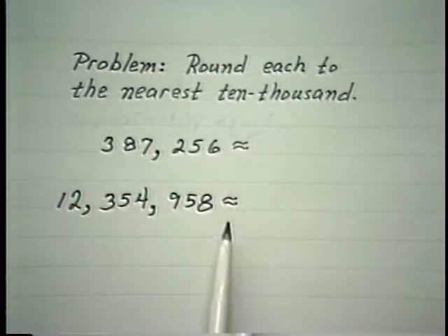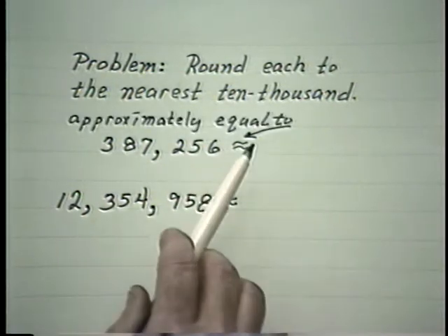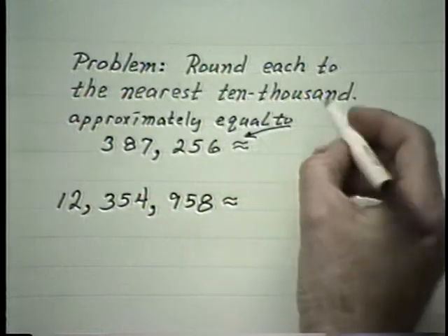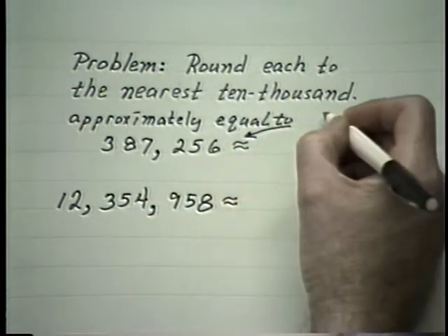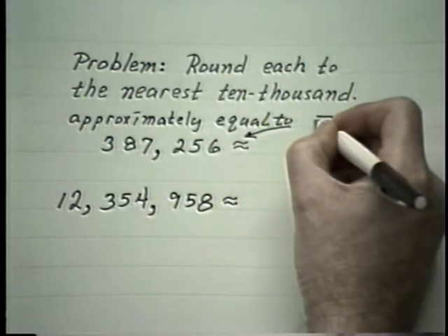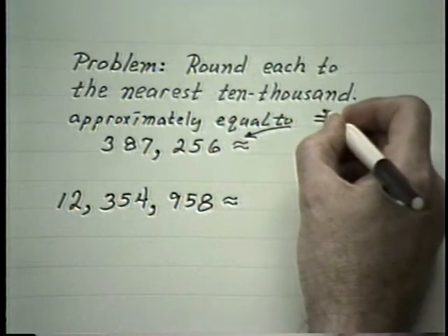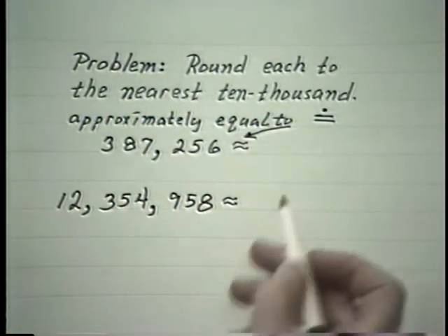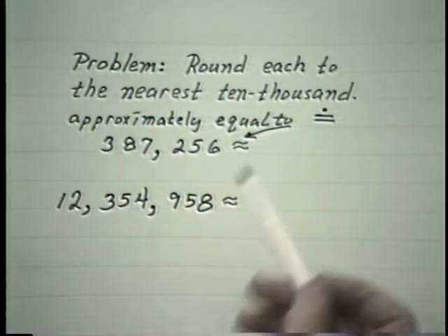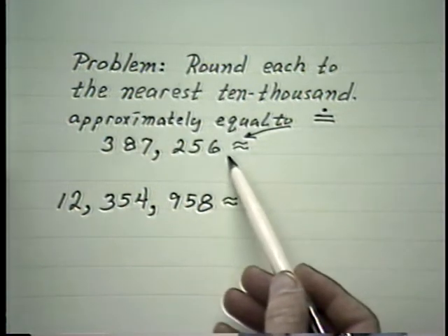This symbol we'll use frequently throughout these tapes, and it simply means approximately equal to. Some books, rather than using the double squiggles, will use an equal sign with a dot above it. In either case, they mean approximately equal to.